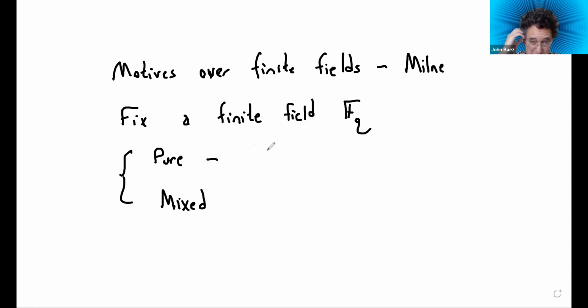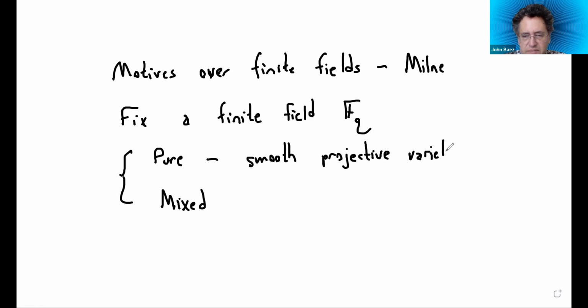Basically you sort of start out by thinking about smooth projective varieties over finite fields, over F_Q in this case. We're going to start with them, and then we're going to do stuff to get this category of pure motives. So mixed motives would involve more general kinds of varieties.